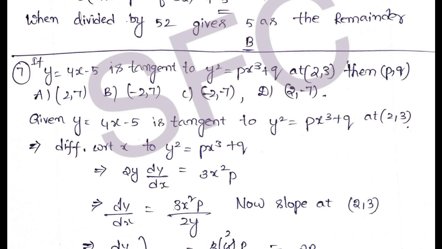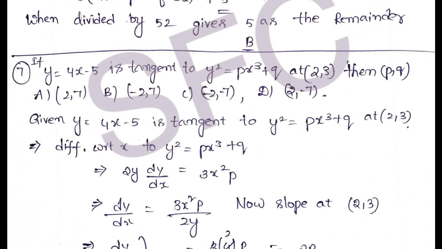Now the seventh question is, if y is equal to 4x minus 5 is a tangent to the given curve, y squared is equal to px cube plus q at a point 2, 3, then what are p and q? It's a good question. Okay, now let's start doing this question. Here it is given that y is equal to 4x minus 5 is a tangent to the curve y squared is equal to px cube plus q at 2, 3.